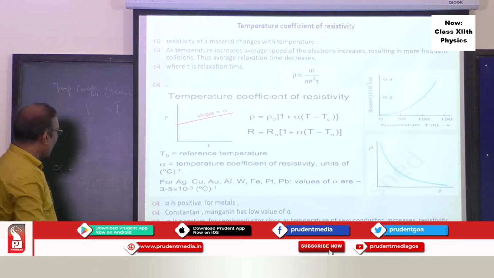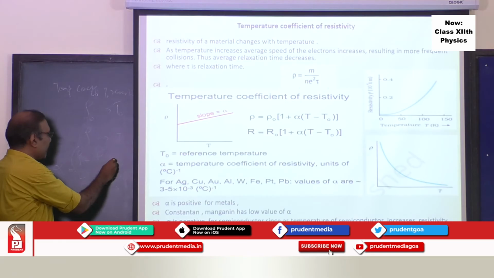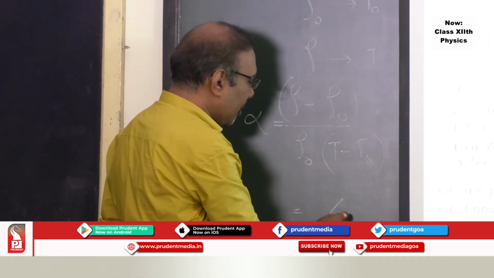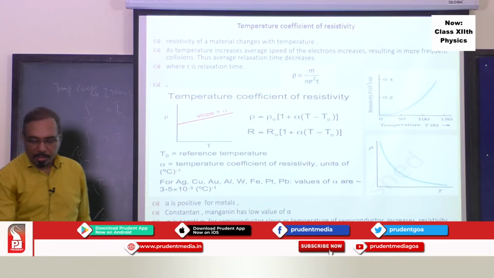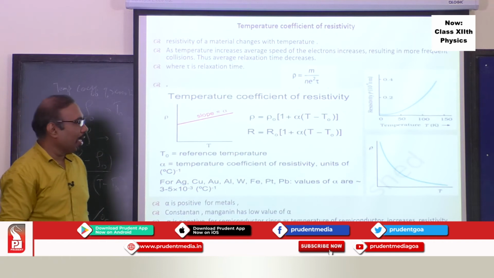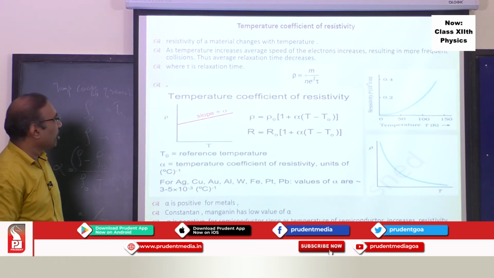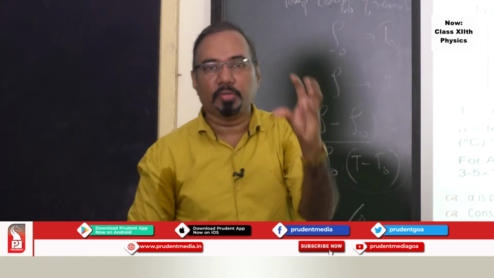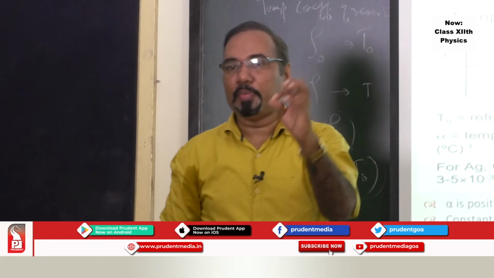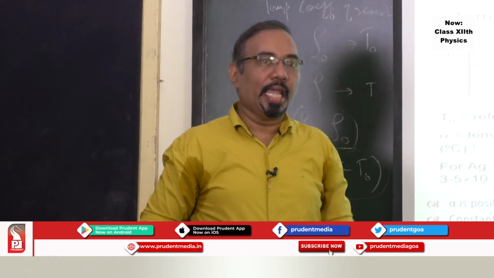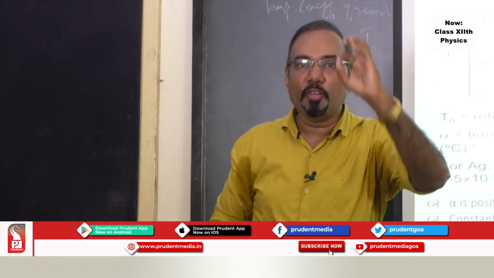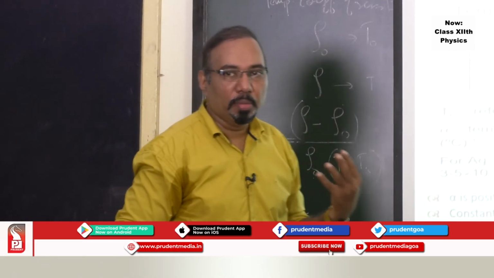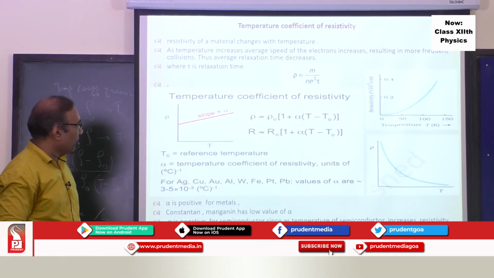From this, you will come to know the unit. The numerator is in ohm meter, and the denominator is in degrees, so the unit is per degree centigrade, or per degree Kelvin. You can state that as the unit of the temperature coefficient of resistivity. It gives a measure of the resistivity change for a particular increase in temperature. If the change in resistivity is more, alpha, which denotes the temperature coefficient of resistivity, will be more. Likewise, I can say temperature coefficient of resistance.